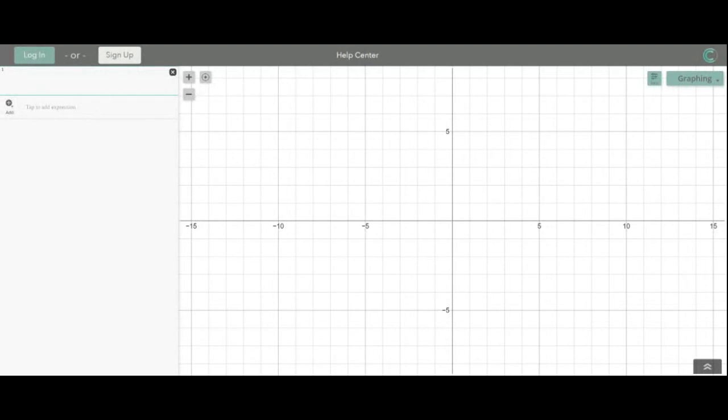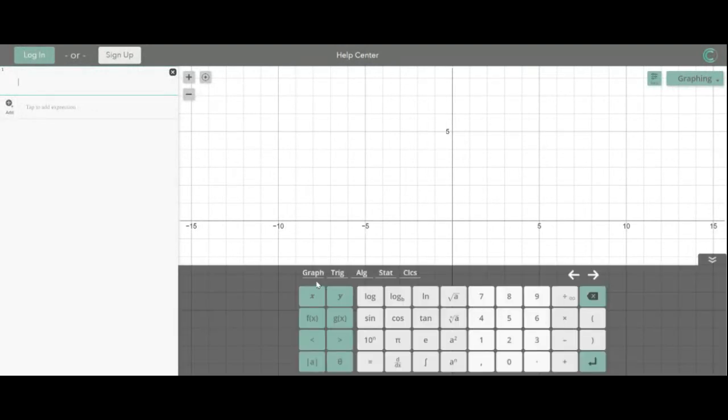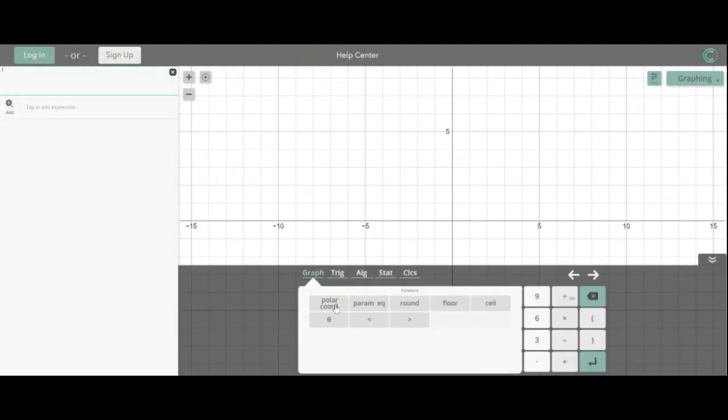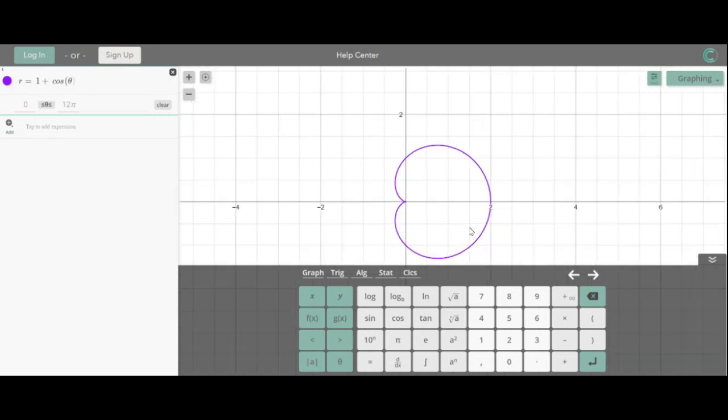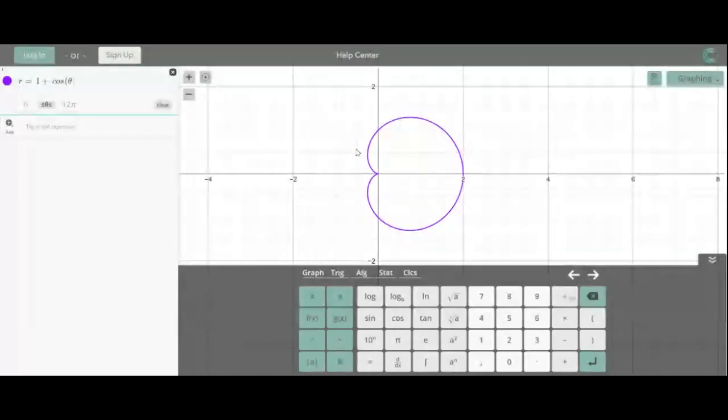Okay, so you're gonna pull this up and then hit graph. You're gonna type it over here, cosine, and then to add theta, you just type in theta, and it'll convert it automatically for you. So the only downside here is the path that it takes. And that's it.